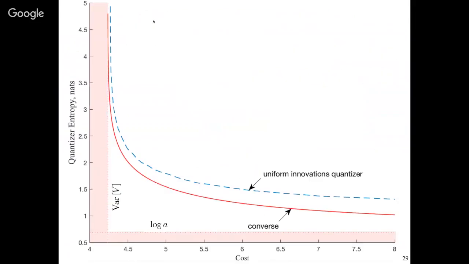And we can plot this. Right, so the red curve here is the converse result that we have, the causal Shannon lower bound, and the blue dashed curve is what the uniform innovations DPCM quantizer achieves. This is for a scalar system. So you can see that the gap, this is in nats, is less than half a nat between the two curves. So the point is that the causal rate-distortion function, and the causal Shannon lower bound in particular, really do have operational meaning for these problems, right? Because there is a scheme that approaches it quite closely.